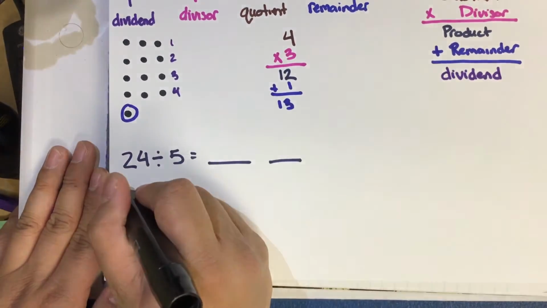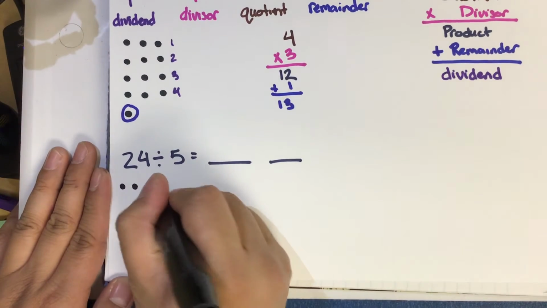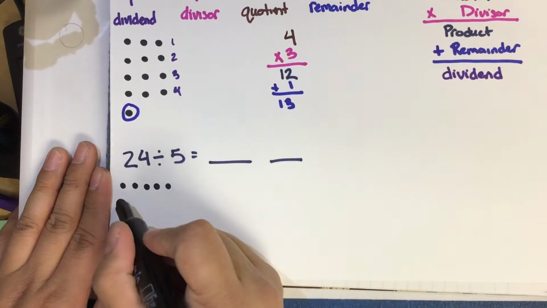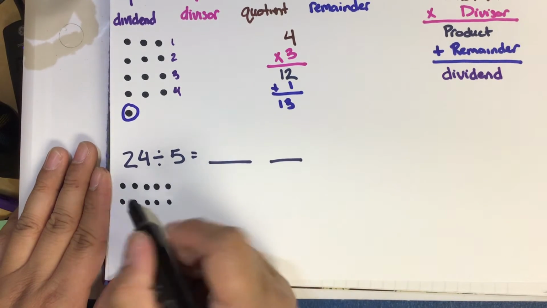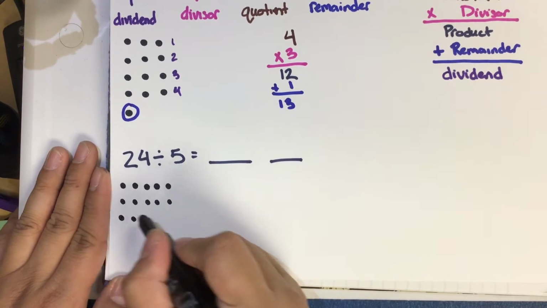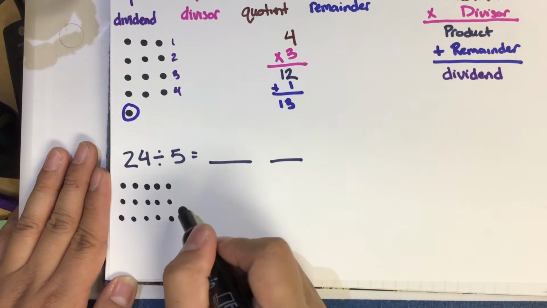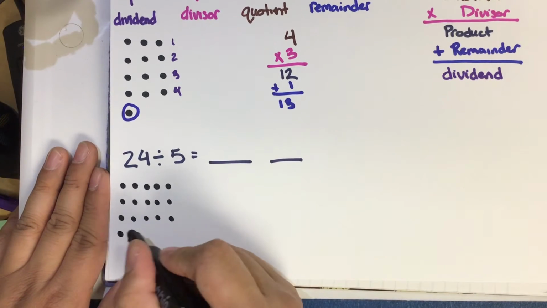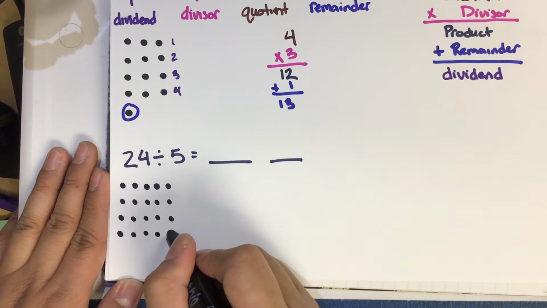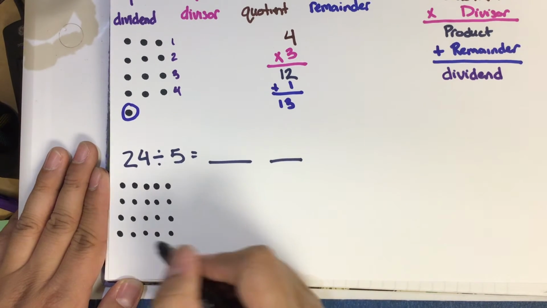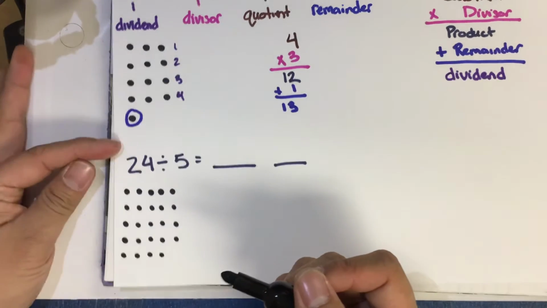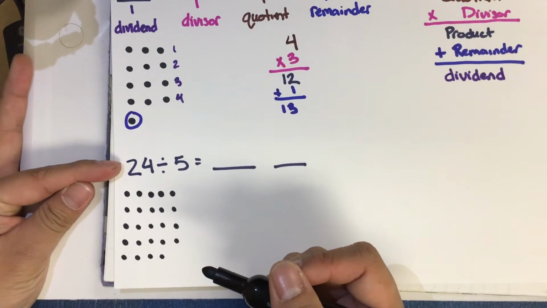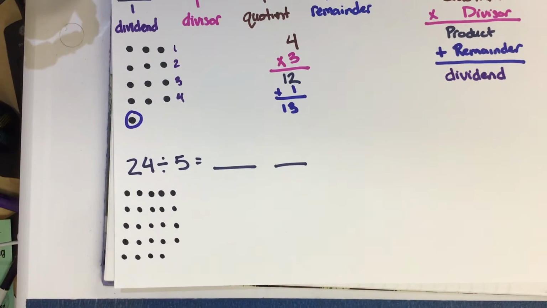So let's try. 1, 2, 3, 4, 5, down. 6, 7, 8, 9, 10, moving down. 11, 12, 13, 14, 15, moving down. 16, 17, 18, 19, 20, moving down. 21, 22, 23, 24. Remember, I'm only going until I reach this number, our dividend, okay?